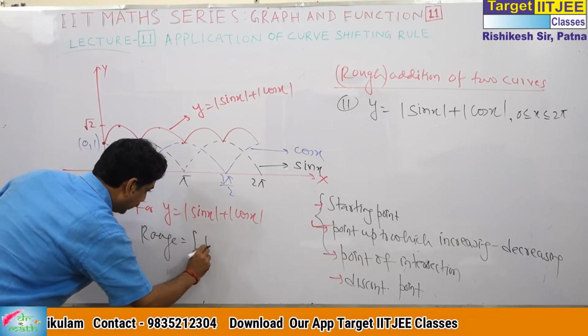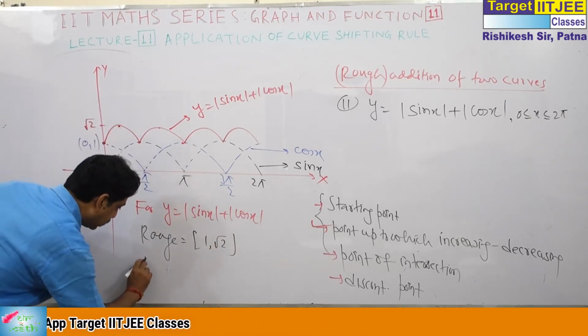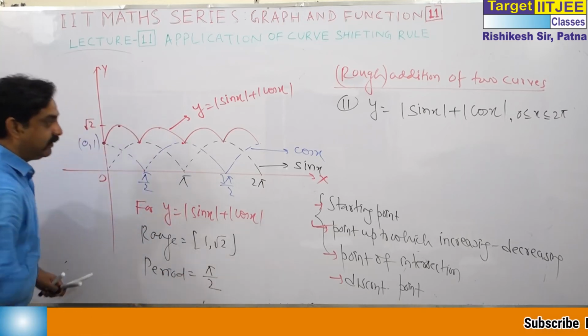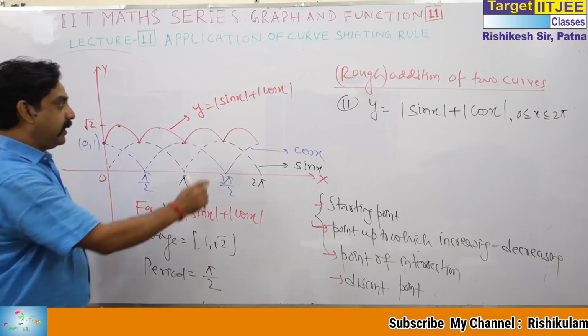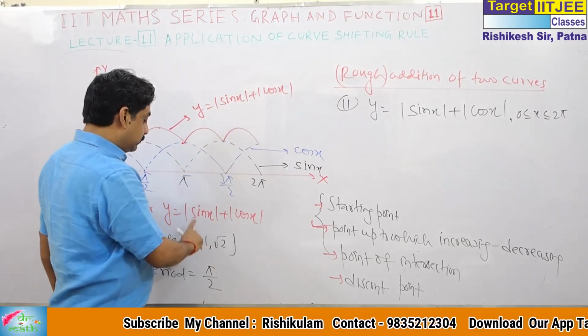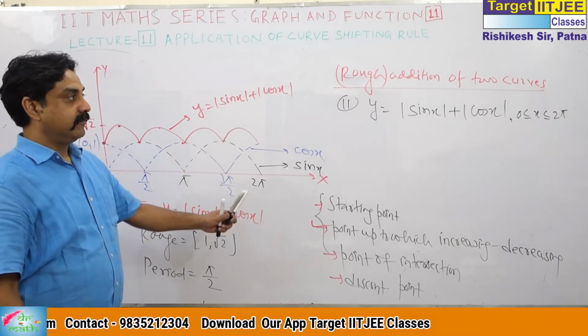Range is from 1 to root 2. You can see minimum value 1, maximum root 2. And what is the period? This is pi by 2. I will deal with it in the periodic function section again. Period of this is pi, period of this is pi. The LCM rule fails here. Its period is pi by 2. This is graphically; I will deal with it mathematically in the periodic function section.